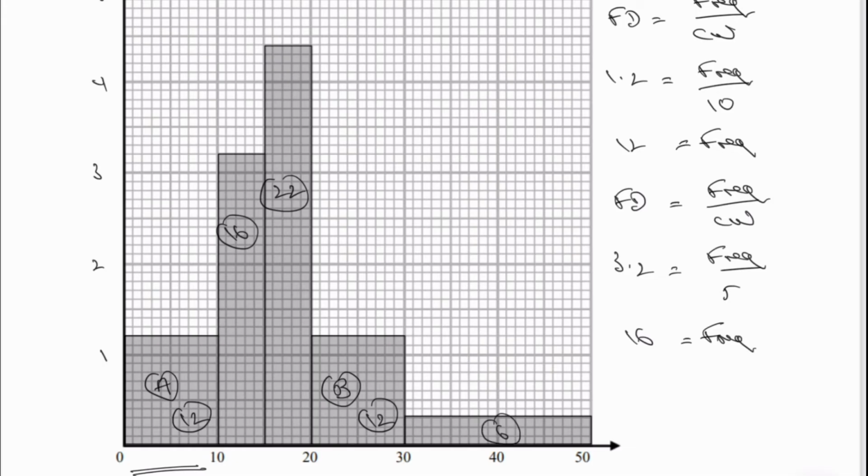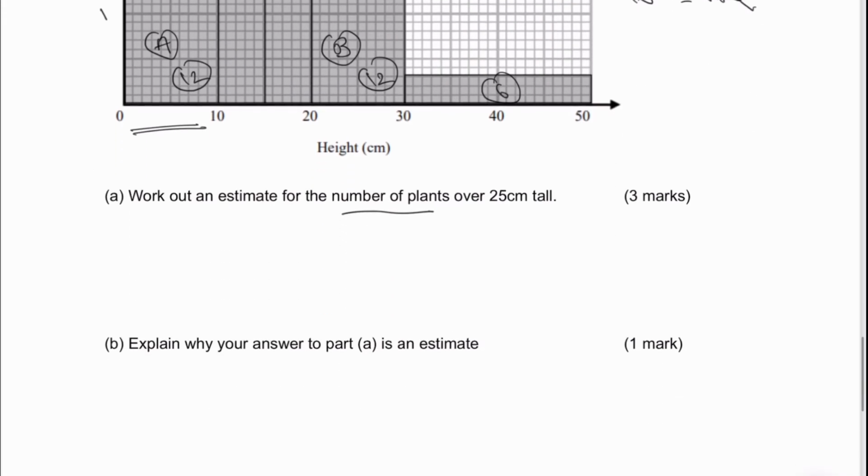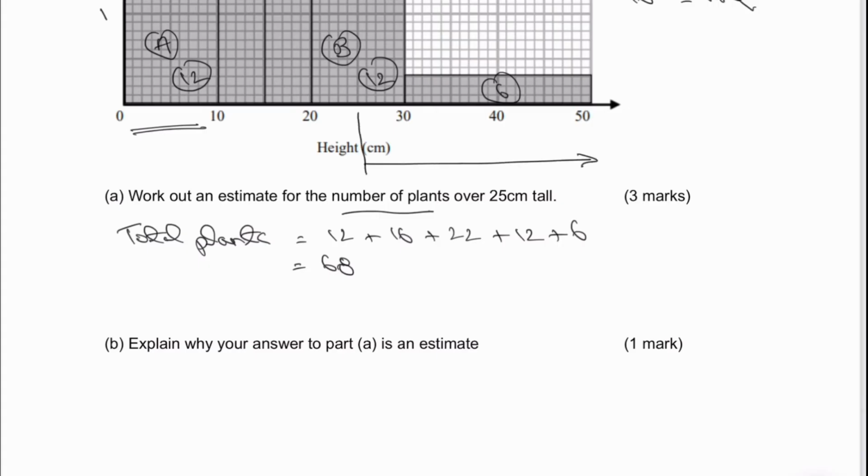So now what I've got is an estimate, or at least an idea, of the number of plants that are represented. I can say that the total plants represented here, it's not the overall number of plants, it could be any multiple of the numbers that I'm using, could be 12 plus 16 plus 22 plus 12 plus 6. Now that total would be 68, and therefore an estimate of the ones that are greater than 25 centimeters is going to be any plant that's over and above this number here.